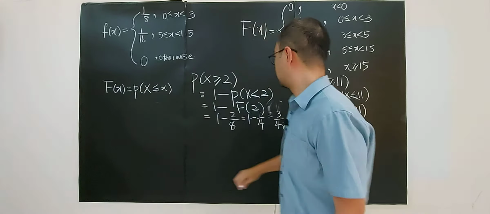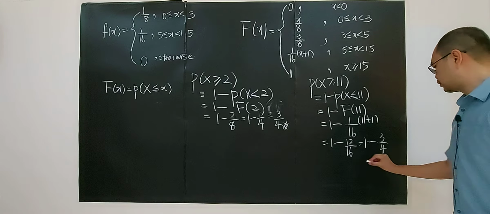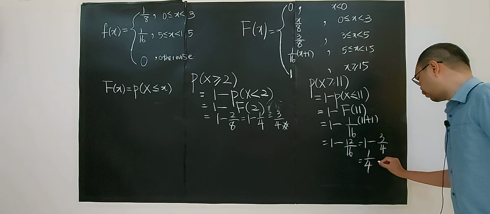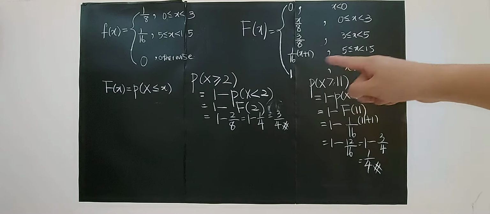So now 1 minus F(11). The 11 is between 5 and 15, so you have to substitute 11 into this function here. It becomes 1 minus (11 plus 1) over 16, which is 1 minus 12 over 16. 12 over 16 is 3 over 4, since 3 times 4 is 12 and 4 times 4 is 16. So you get 1 over 4 as the probability for P(X greater than 11).